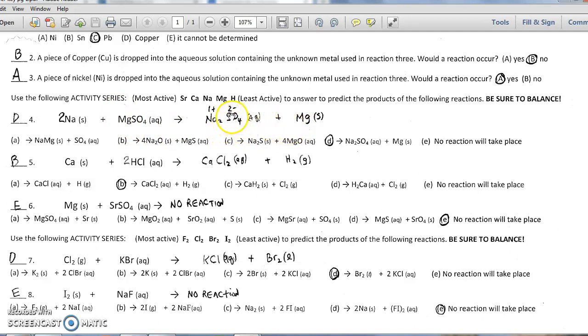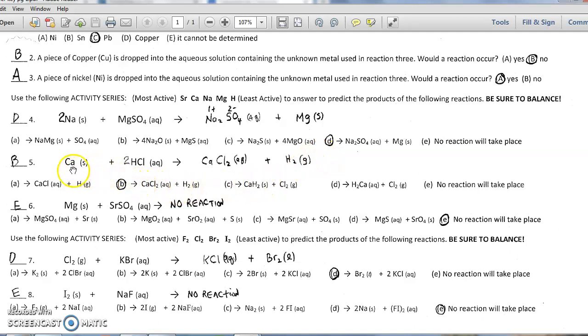We learned that the sulfate ion is 2-. Sodium is an alkali metal, it's 1+. Crisscross your charges. We've got our formula. We've got 2 sodiums there, so we need to put a 2 in front of that. The correct answer, letter D.